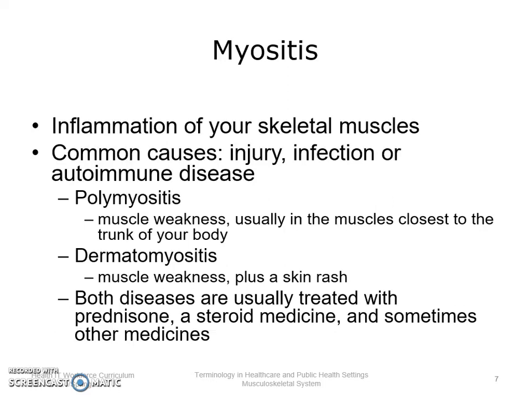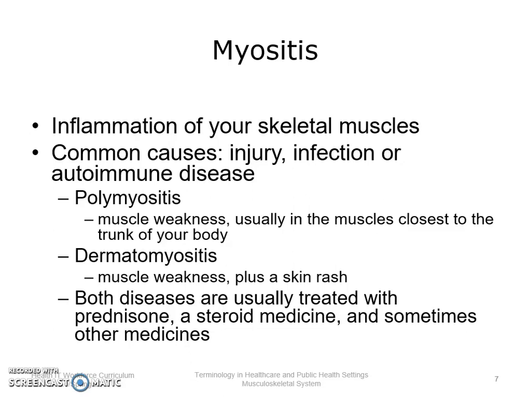Myositis is the inflammation of your skeletal muscles, which are also called the voluntary muscles. These are the muscles you consciously control to help you move your body. An injury, infection, or autoimmune disease can cause myositis. For example, polymyositis causes muscle weakness, usually in the muscles closest to the trunk of the body.